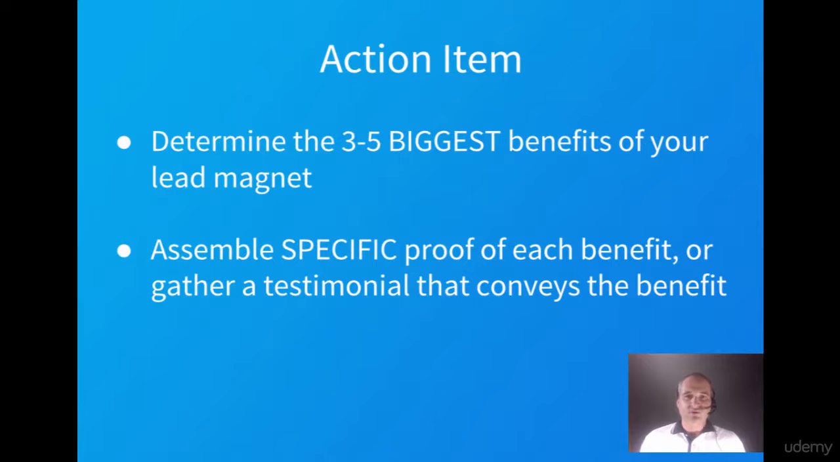Now, to move forward, what you need to do to make this work for you is to determine the 3 to 5 most important benefits of your lead magnet. What are people going to be able to get out of using your product? 3 to 5 things tops. 2 to 4 even better. And then assemble some proof of each benefit. We talked about this before with social proof and testimonials. Try to get some that relate to each benefit.